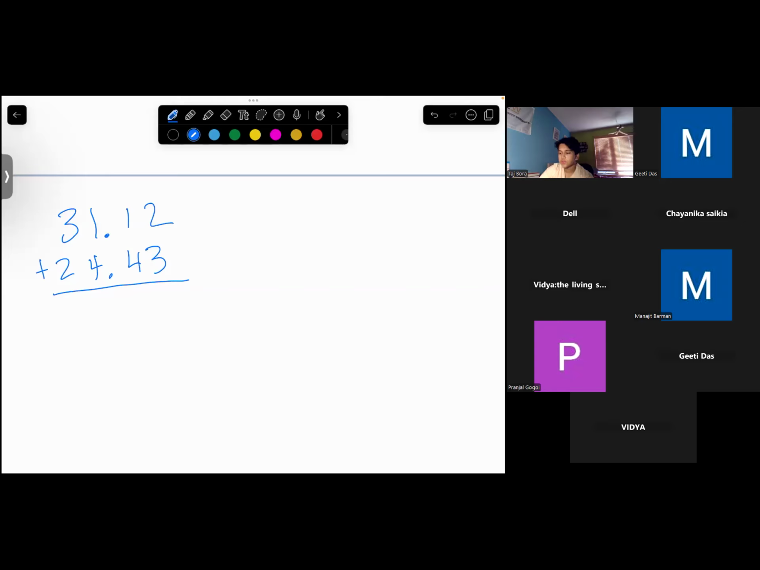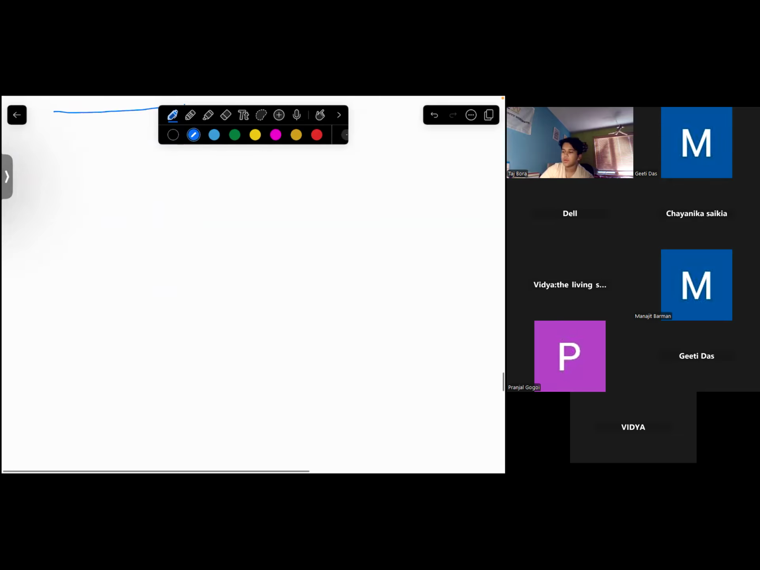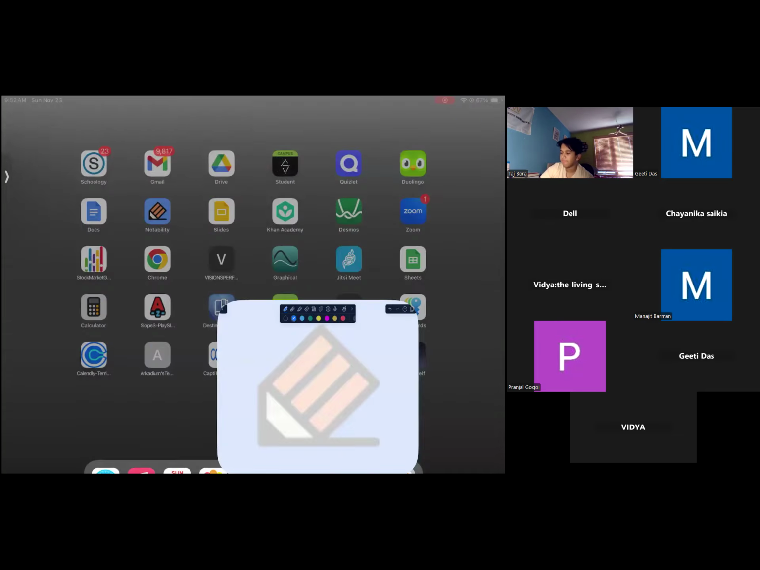So 2 plus 3 is 5. 1 plus 4 is 5. And then make sure you add the decimal point in the answer. 1 plus 4 is 5. 2 plus 3 is 5. So 55.55 is the answer.